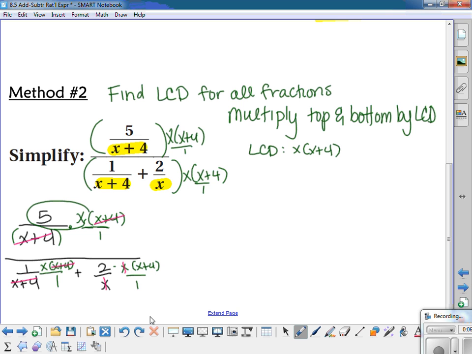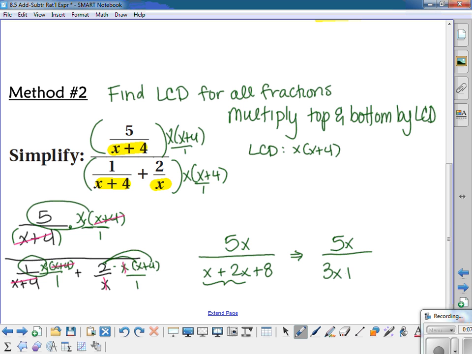5x, right? That's all that's left on top is 5x. On the bottom, here I've got 1 times x. And then I've got this 2 that I have to distribute, so plus 2x plus 8. And then I just combine my like terms. I get 5x over 3x plus 8.